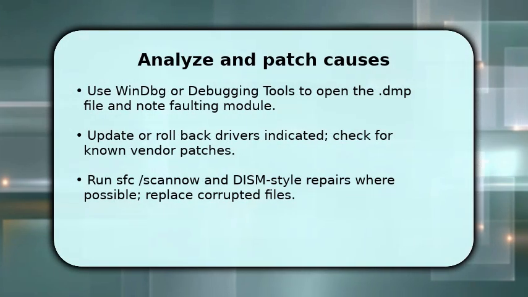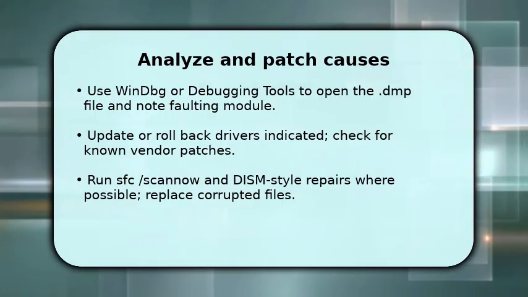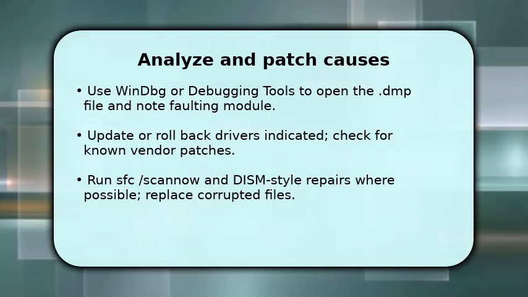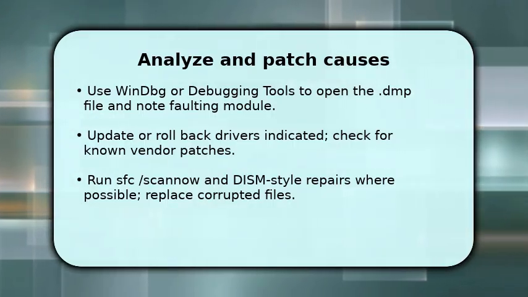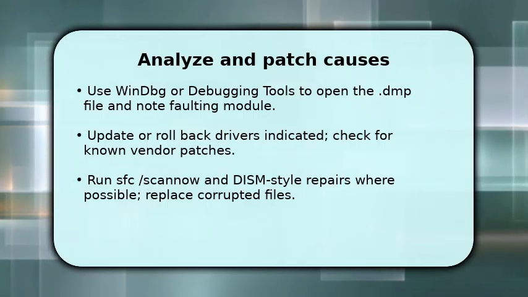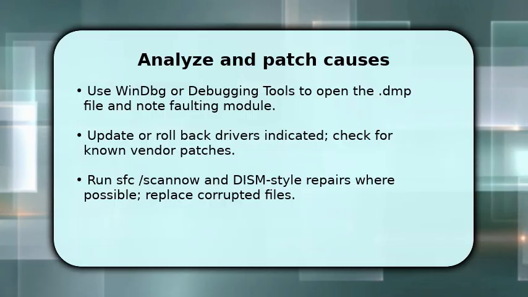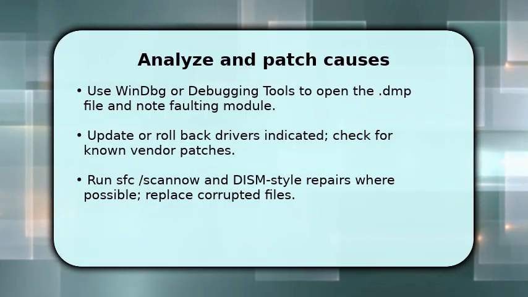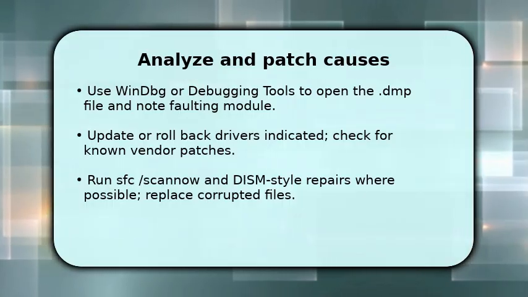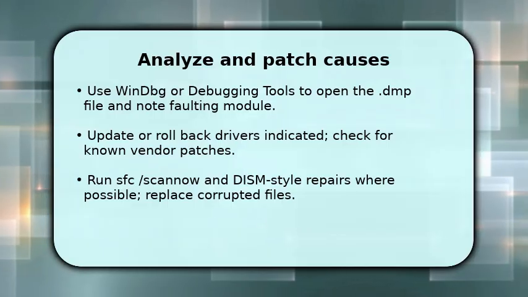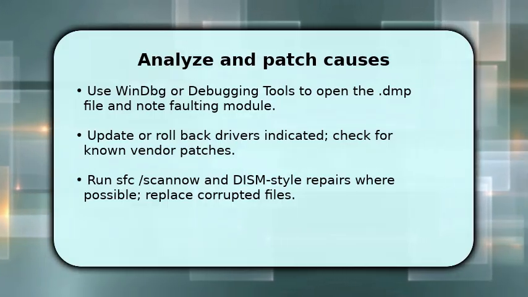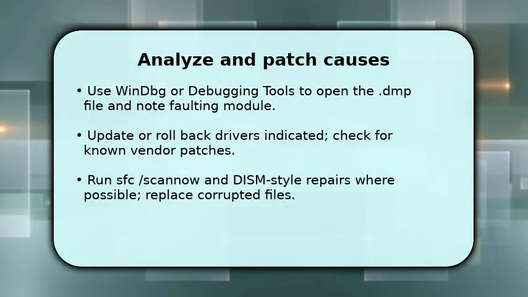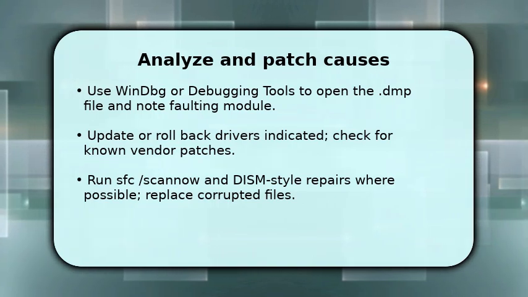You will now analyze the dump and act on the root cause. Open the DMP with WinDBG or debugging tools and identify the faulting module and stack trace. Once you know the culprit, update, reinstall, or roll back that driver or app. Driver mismatches are a common cause. Next, run System File Checker with sfc /scannow to repair OS files and use replacement files from a clean source if needed. Also check Windows update history and vendor advisories to apply precise fixes.